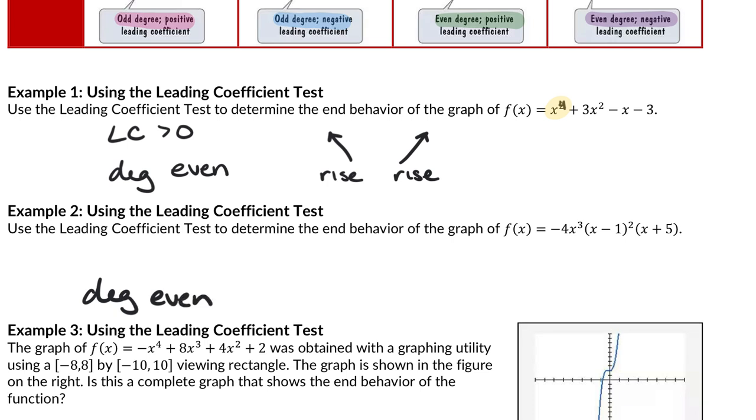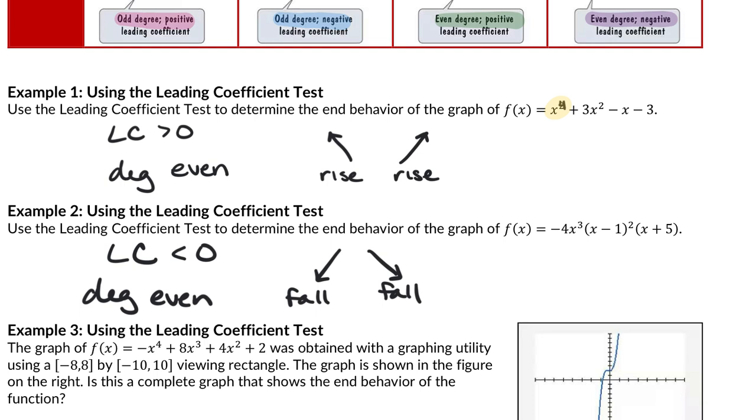What would be the leading coefficient? If we were to multiply all of these things out, it would be negative 4 times 1 times 1. Which means negative 4 would be my leading coefficient. It's negative. What would your arms look like if this was the information you had? It would be right side down, left side down, which means we're going to fall on the left and fall on the right.